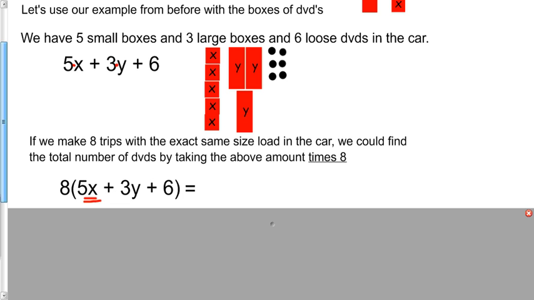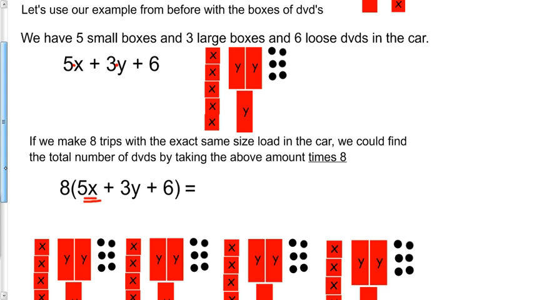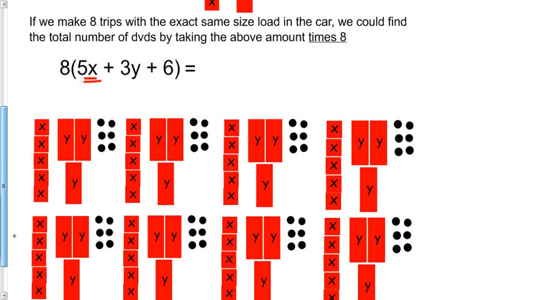It says that if I'm going to draw this picture 8 times, I'm essentially going to have my 5x's 8 times, or in other words, I'll have a total of 40 x's when I draw the picture out. And I'll have my 3 y's a total of 8 times, so I'll have a total of 24 y's. And finally, those 6 loose DVDs, I'll also have that 8 times, and so I'll have a total of 48 loose DVDs. So if I organized this picture and put all the x's together, you'd see that I have 40 x's and 24 y's and then 48 of the constant.